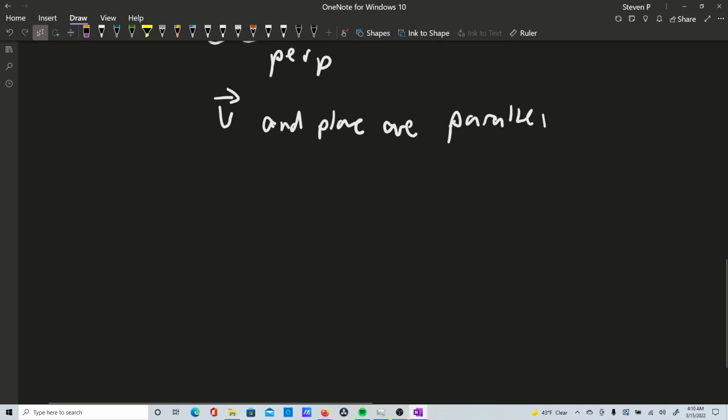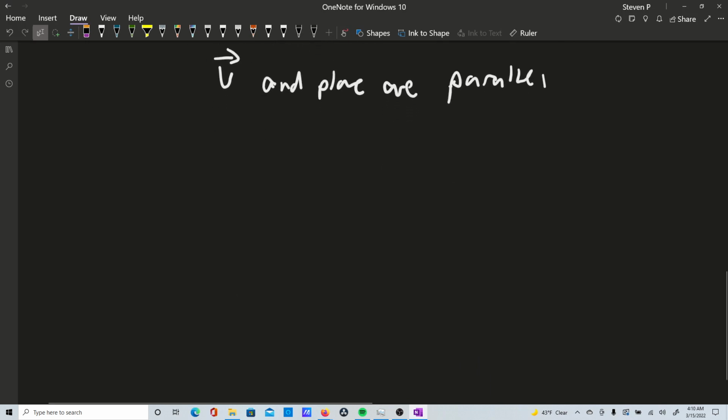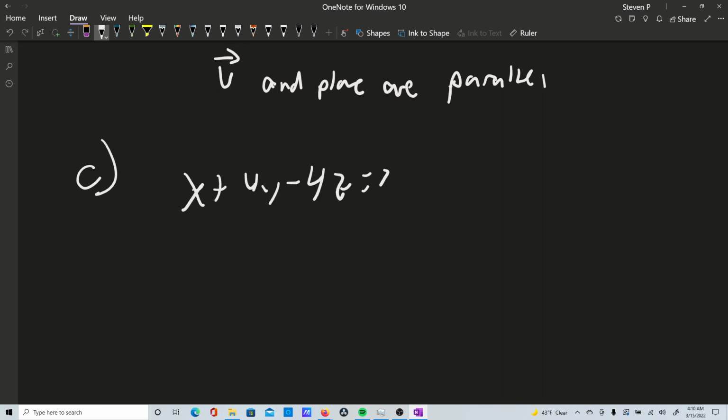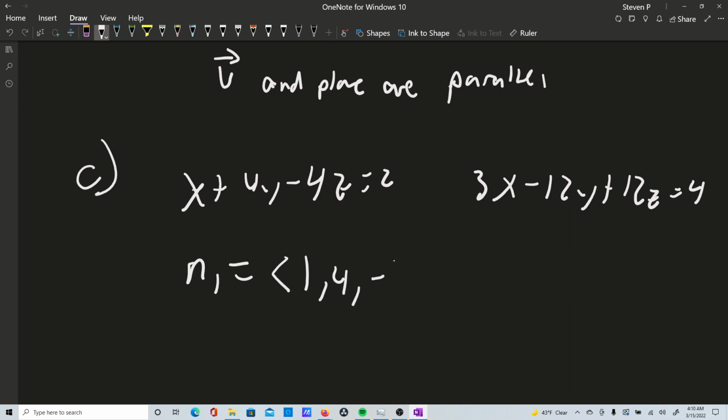Okay, so then the next one is about two planes, and we're trying to figure out what the relationship is. So this is x plus 4y minus 4z is equal to 2, and 3x minus 12y plus 12z is equal to 4. And as before, let's just get the normal vectors. So the normal vector for this one is just 1, 4, and negative 4. Just reading off the coefficients again. And for the other plane, it's just 3, negative 12, and 12, right?